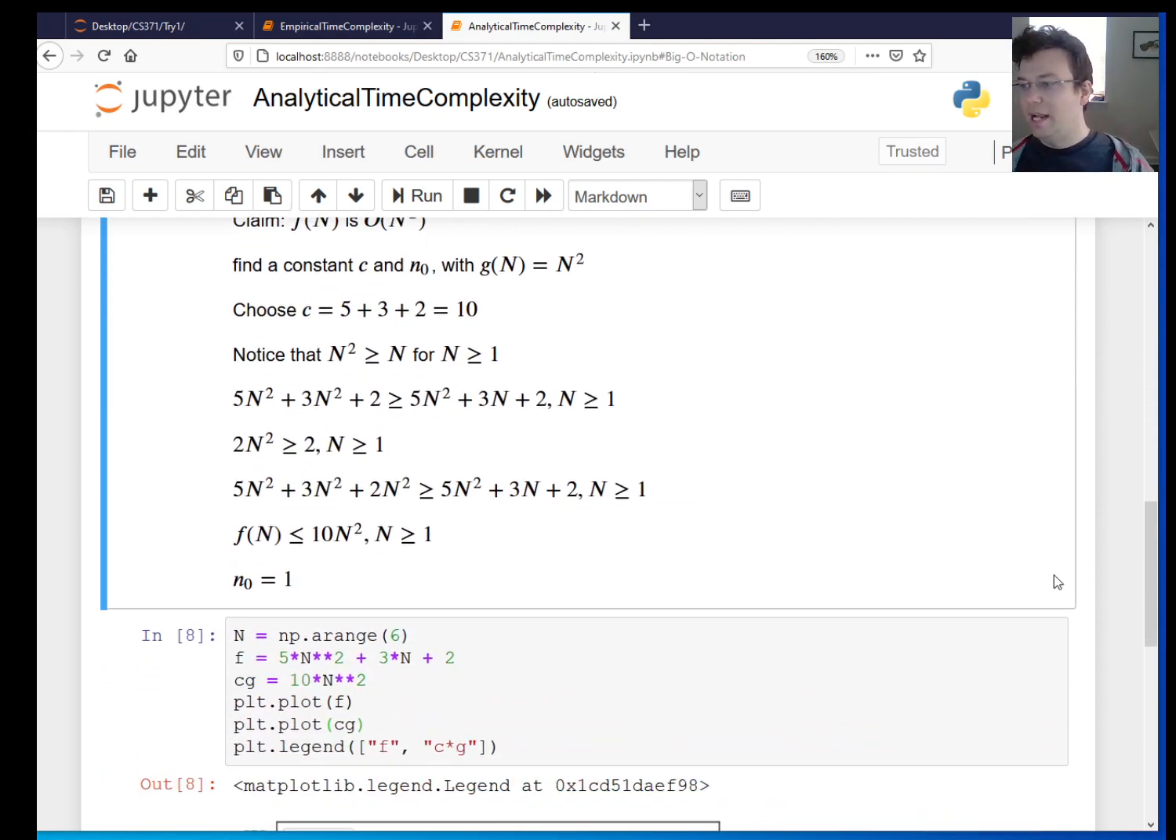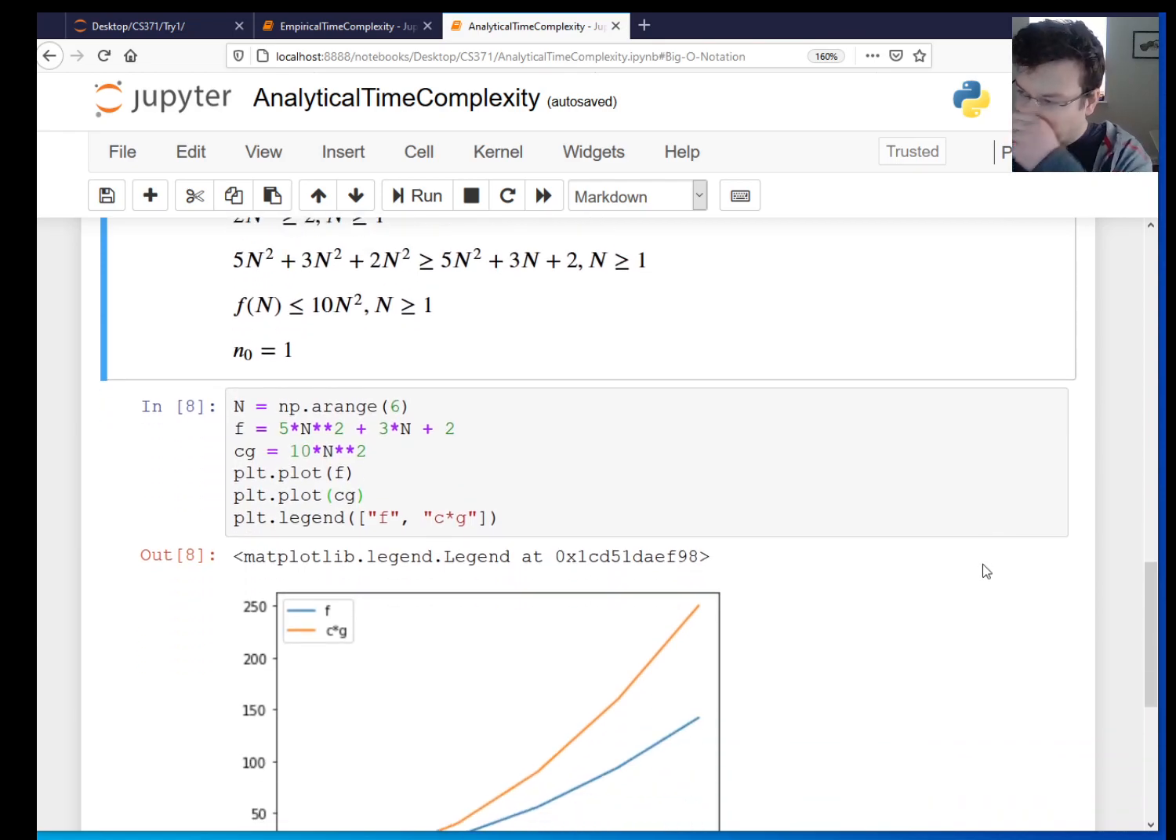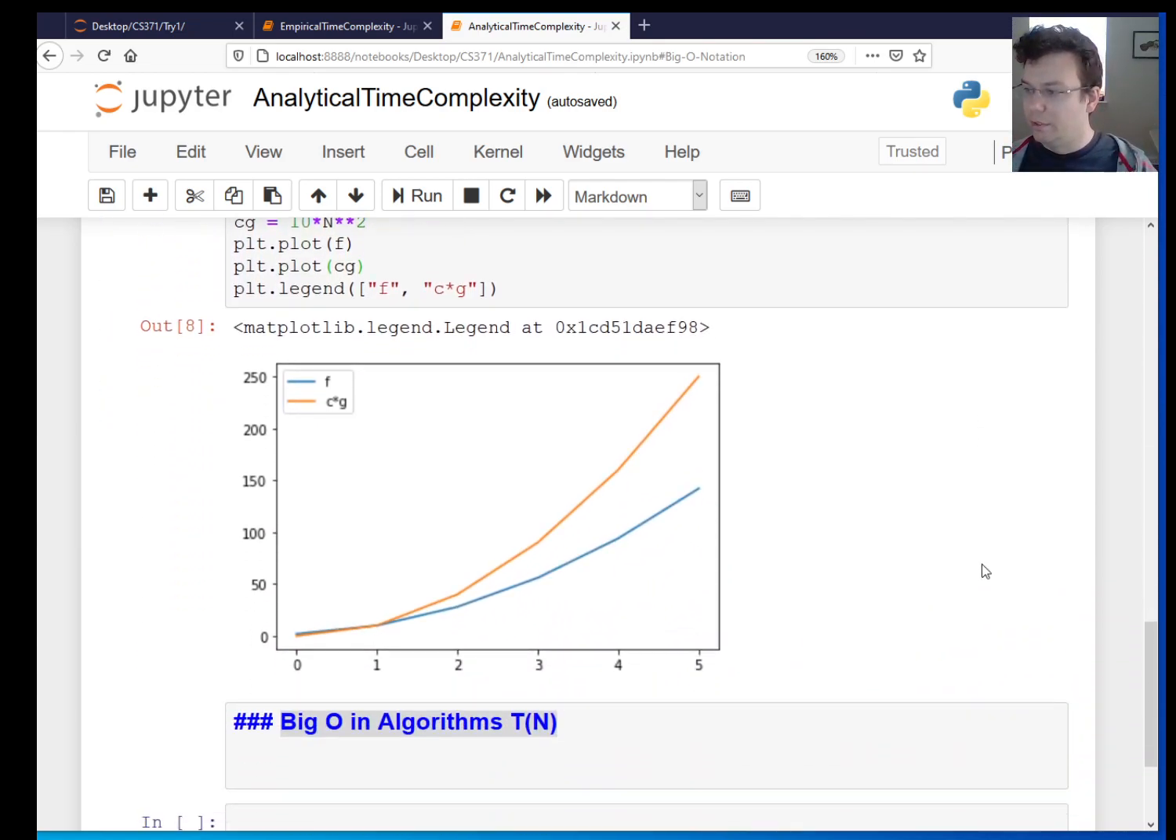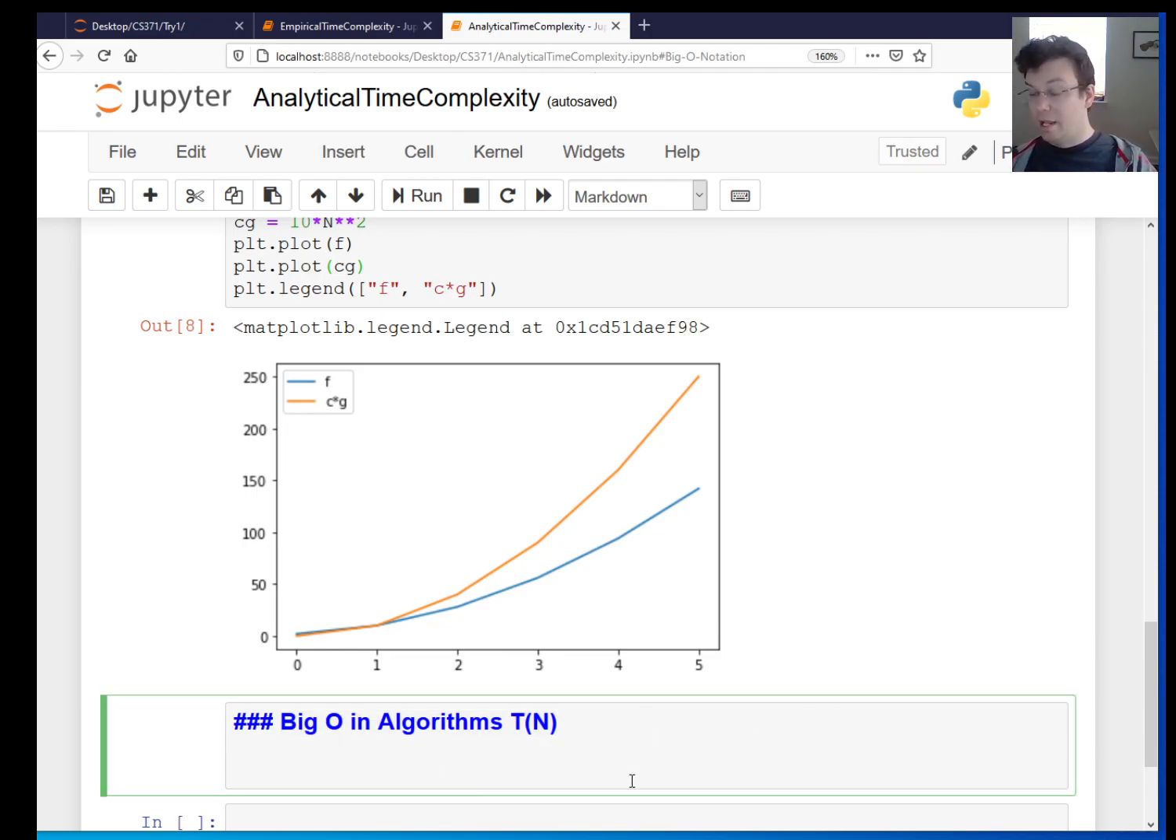All right, so that's the example on a function. I would encourage you to try some more examples to get comfortable with this. But I want to move on and start to examine the algorithms that we did up to this point through this lens.